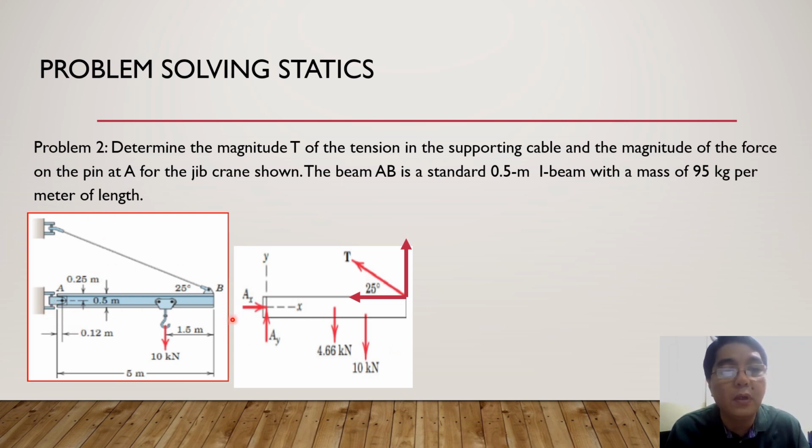Meron daw tayong beam at given siya ng mass per meter of length. Okay? Now, meron daw siyang support at A, which is pin support. Ngayon, alam naman natin na ang pin support ay vertical at horizontal lang, ano? A sub Y and A sub X, wala siyang moment. So, ito yung ating reactions na makukuha, no? Now, this tension T is inclined 25 degrees with respect to the horizontal. At meron daw siyang load na 10 kilonewton, 1.5 meter from the end B, which is located here. Okay?